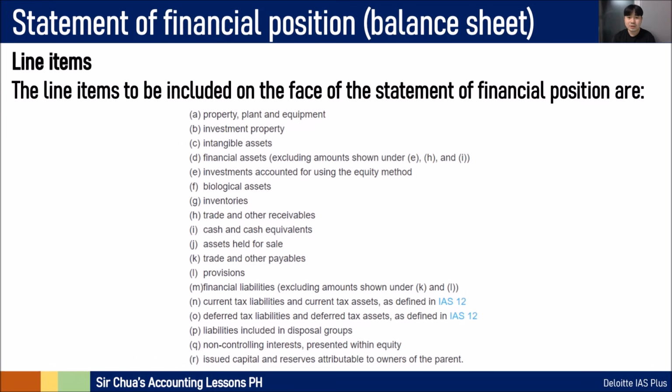So, IAS 1 has given us the line items to be included in the statement of financial position. Now, I will not be reading this to you one by one, but you can screenshot this. So, this is what IAS 1 tells us, that the line items to be included on the face of the statement of financial position are the following from letter A to R.